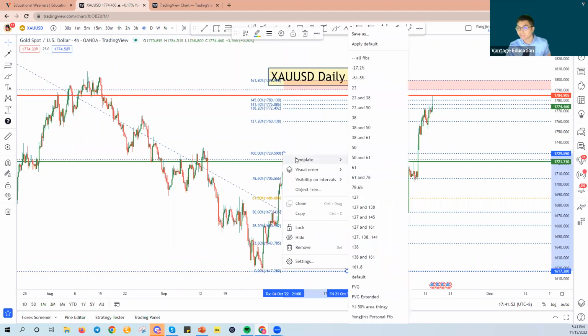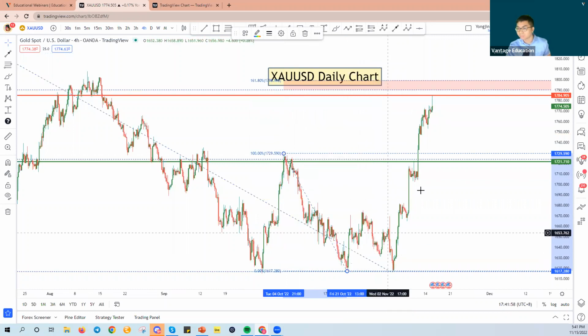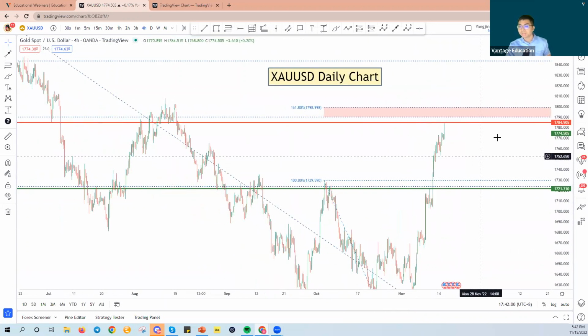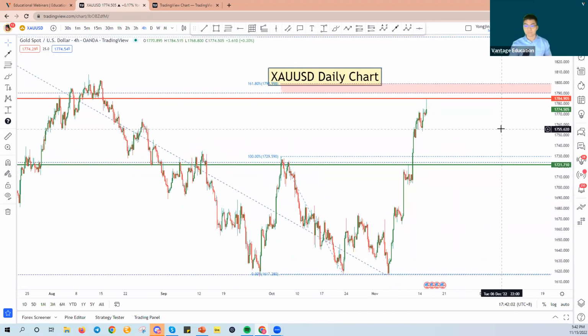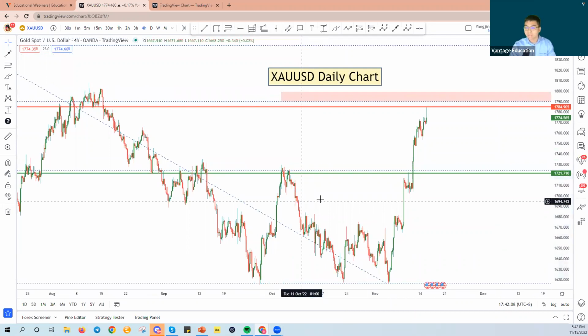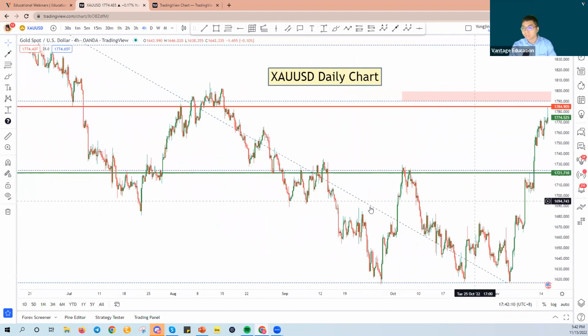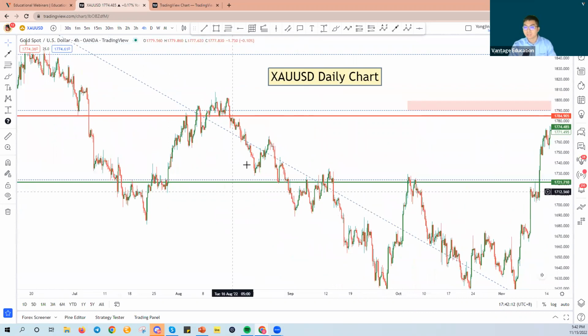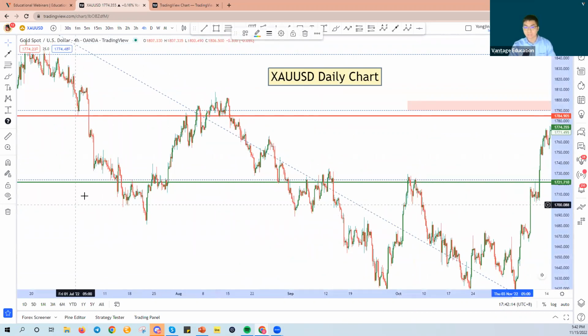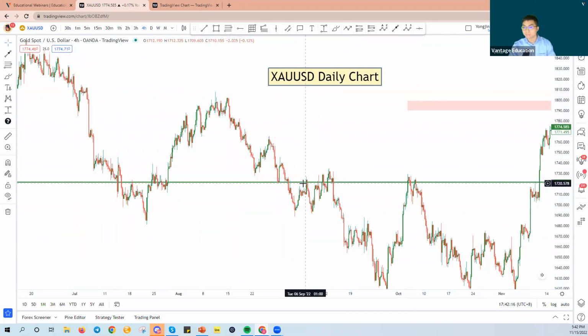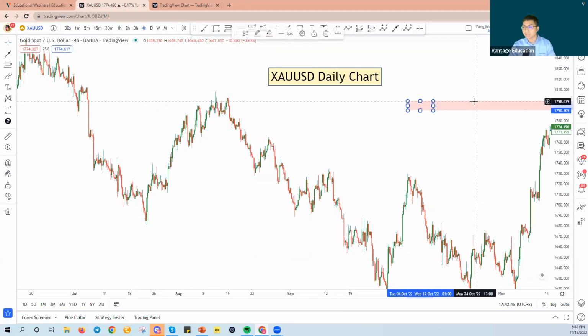So let me draw it out. Negative 161.8. So yeah, maybe you guys can start drawing this out for a start, something simple. On the 1 hour, you can practice. So yeah, practice makes perfect. So let's say I clear this area out. I clear everything out, clear this out, and clear this out.